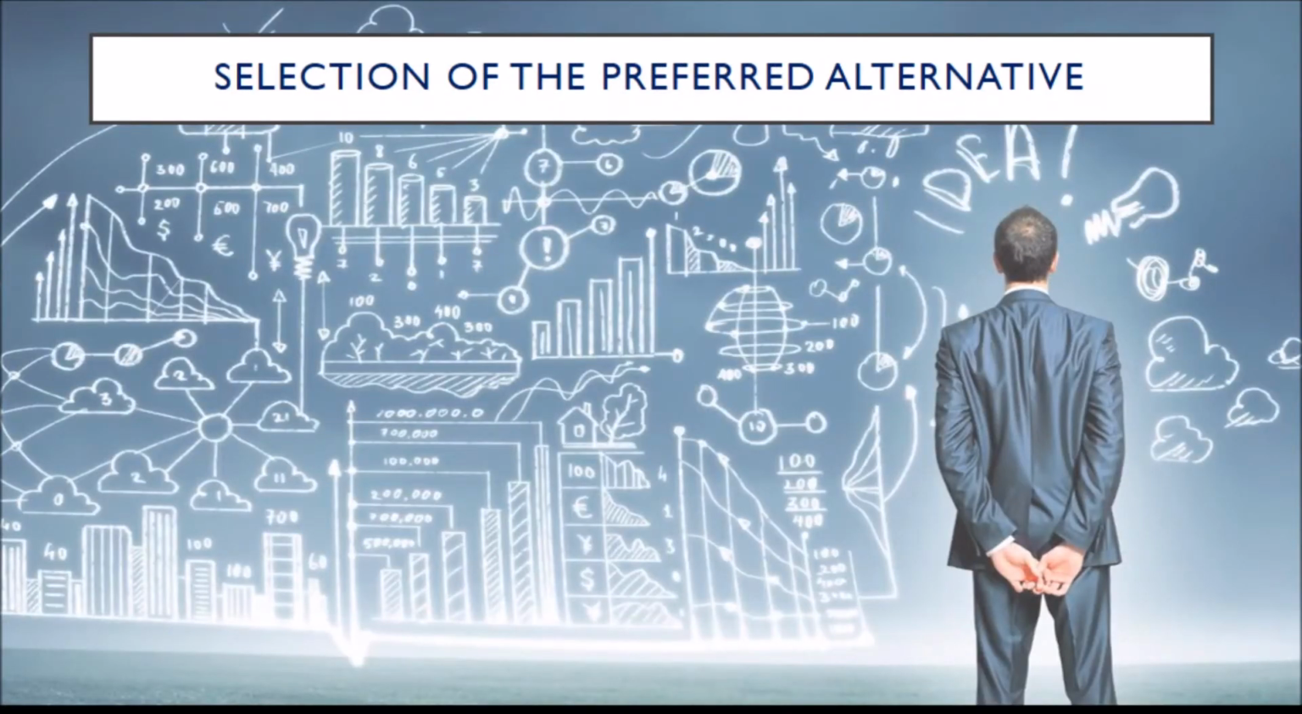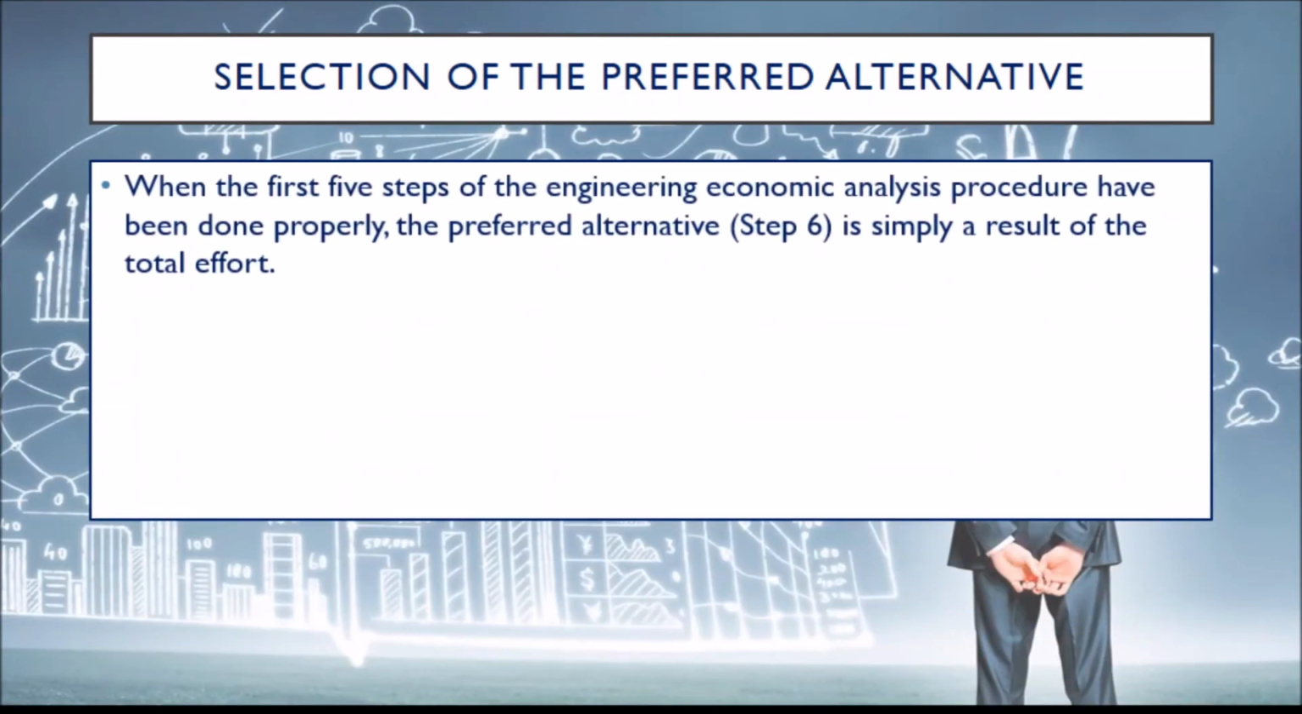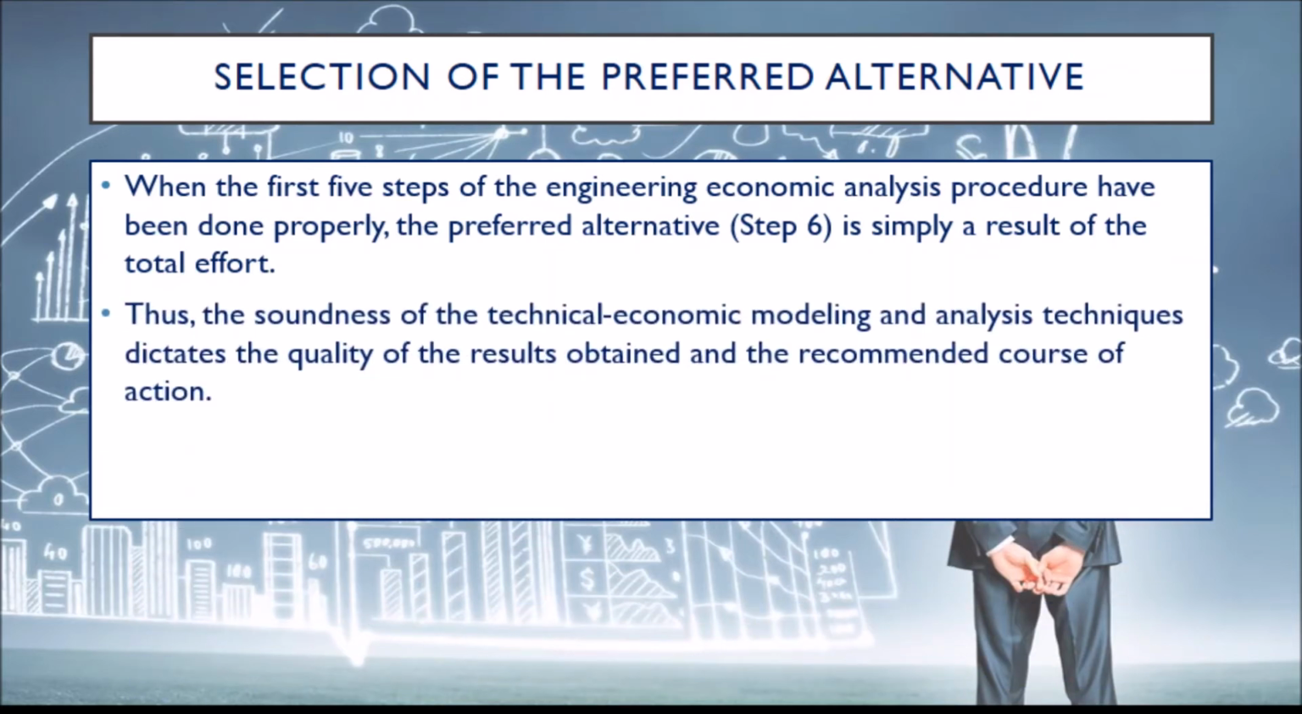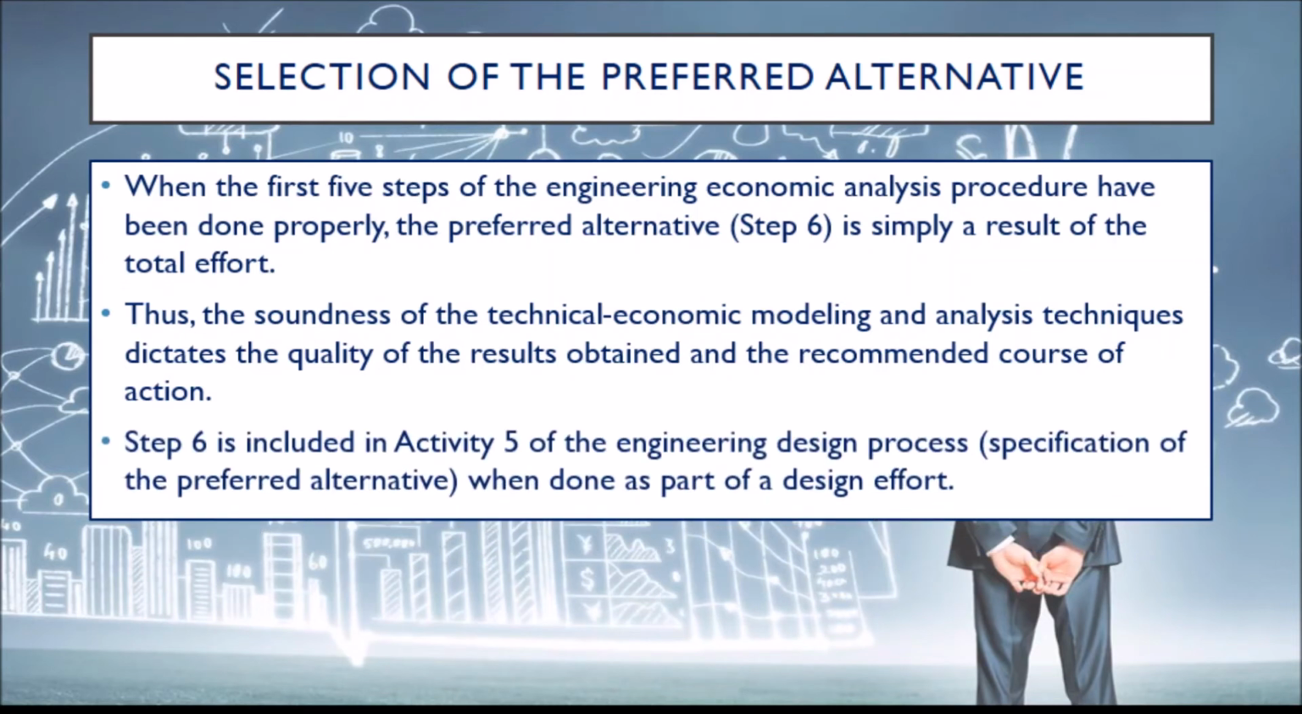Selection of the preferred alternative. When the first 5 steps of the engineering economic analysis procedure have been done properly, the preferred alternative is simply a result of the total effort. Thus, the soundness of the technical, economic modeling and analysis techniques dictates the quality of the results obtained from the recommended course of action. Step 6 is included in Activity 5 of the engineering design process when done as part of the design effort.